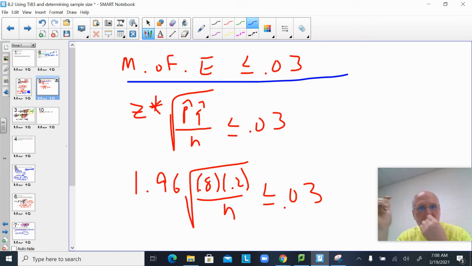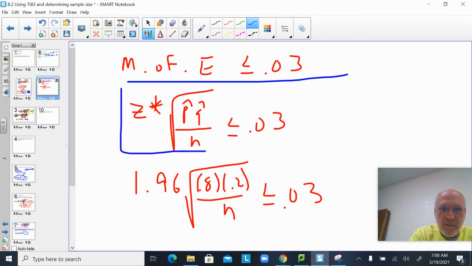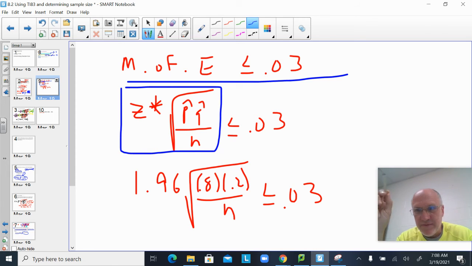That's 3%. So here's my formula for margin of error: z star times the square root of p hat q hat over n, less than or equal to 0.03. Now you'll notice I plugged in numbers here. I replaced z star with 1.96 because that's the critical value z star for 95%. And for p hat, I used 0.8 because this problem told me a prior year's number. For q hat, I used 1 minus p hat, which is 1 minus 0.8, which is 0.2. And there's that n I'm trying to solve for.